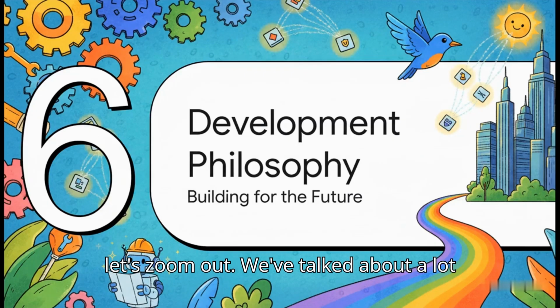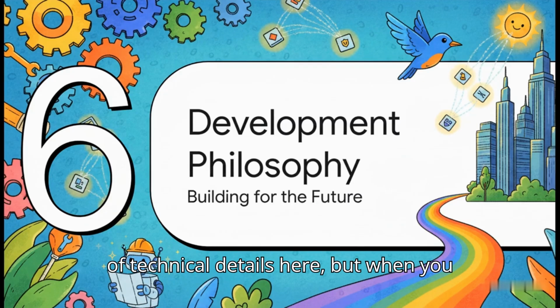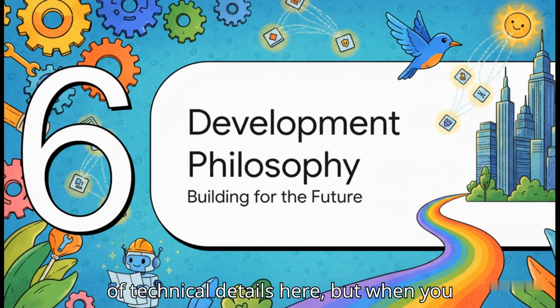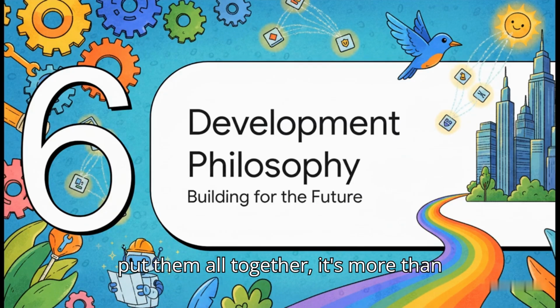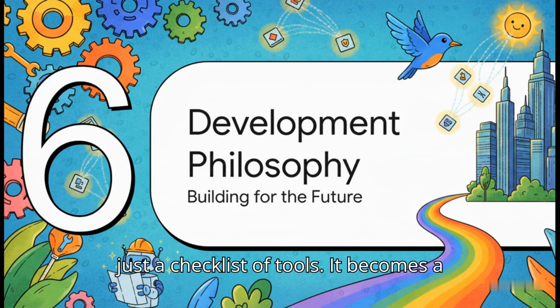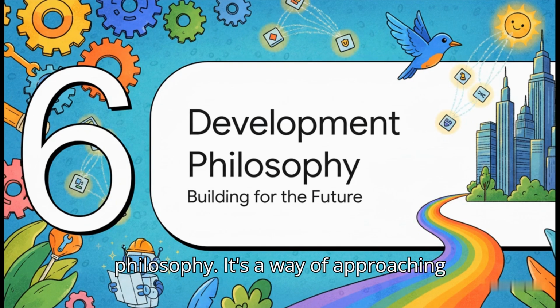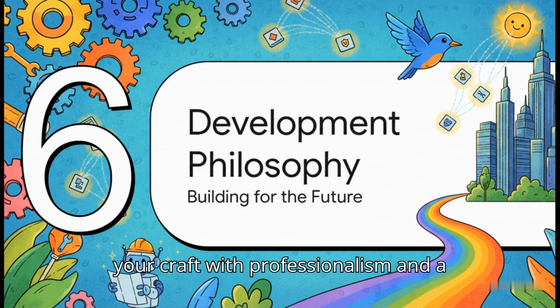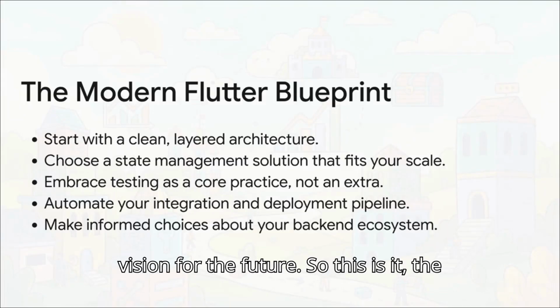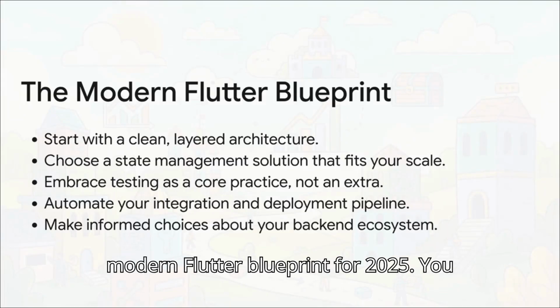Okay, let's zoom out. We've talked about a lot of technical details here, but when you put them all together, it's more than just a checklist of tools. It becomes a philosophy. It's a way of approaching your craft with professionalism and a vision for the future. So this is it, the modern Flutter blueprint for 2025.